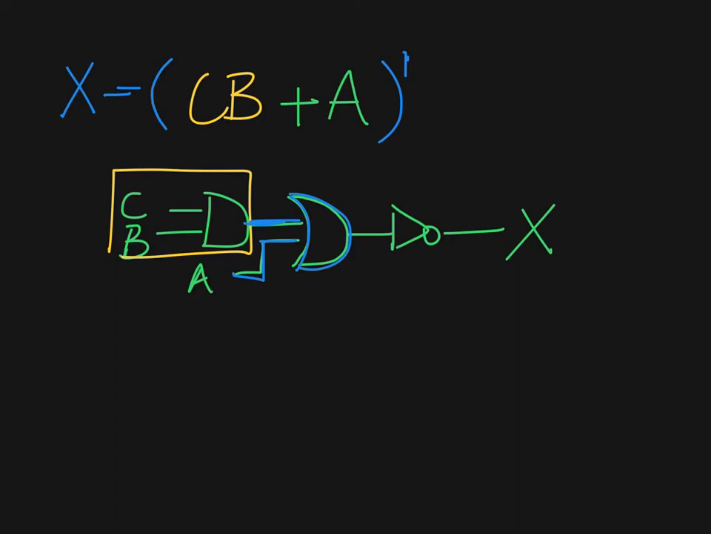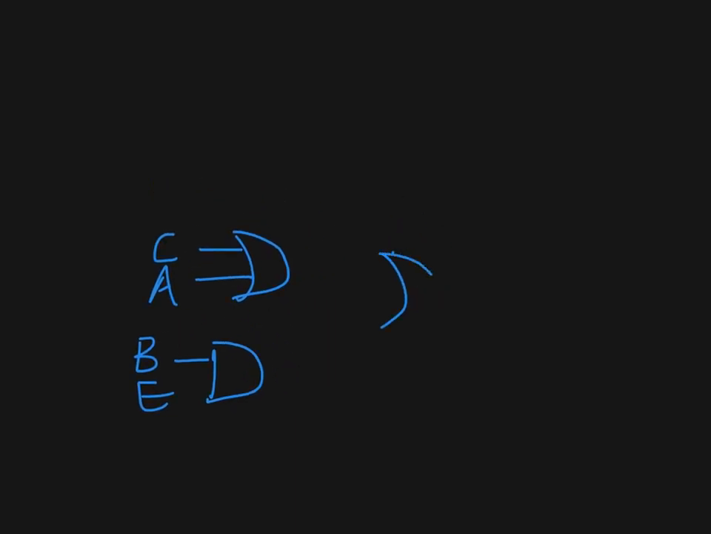And the final example I have is an OR gate with a C and an A. I have an AND gate with a B and an E. They both go into an OR gate. Oops, it's moving around a bit on the screen. They both go into an OR gate, and that gives me my output.